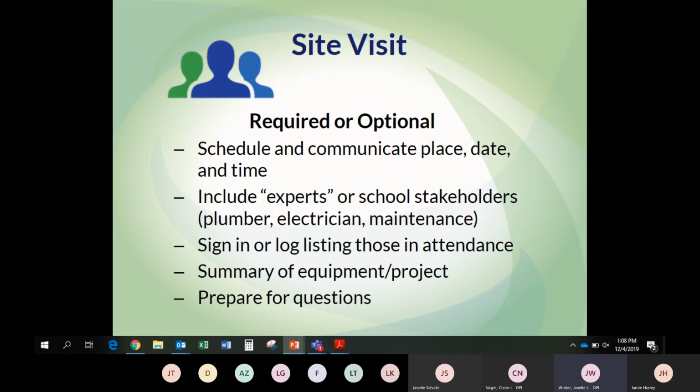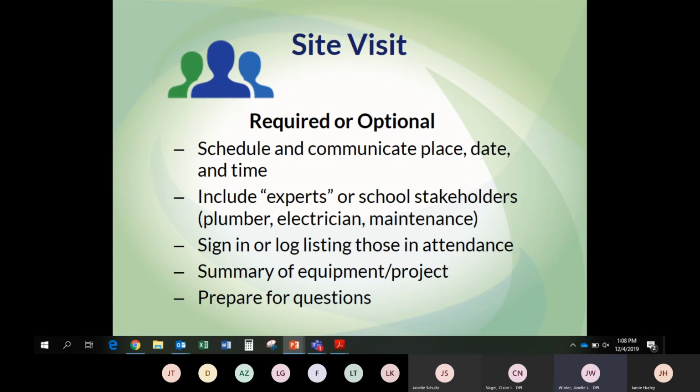But again, communication is really critical to make sure that the bidder understands that if it's a required site visit and they do not attend that site visit appointment time, then they are not eligible to be accepted as a responsible bidder. So that does take them out of the running for the bid. So you want to make sure you're communicating very clearly if it's required or optional.